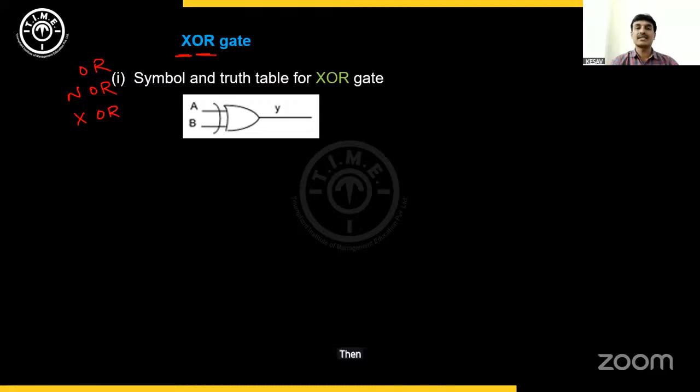When both are zeros, it is 0. When both are ones, it is 0. For dissimilar inputs, what are the possible combinations?